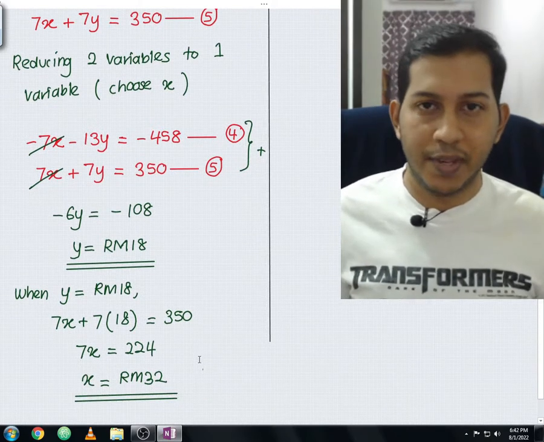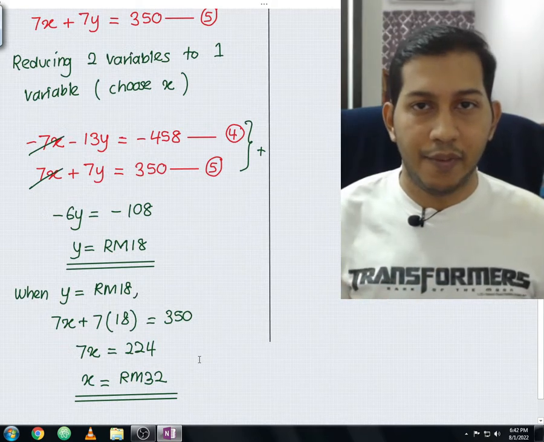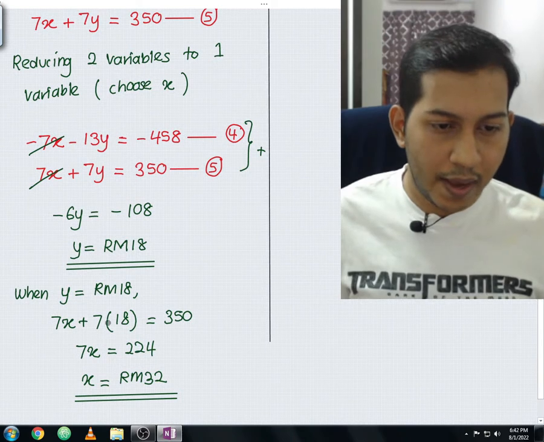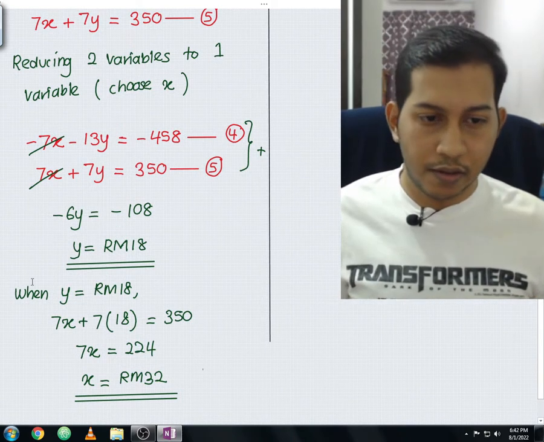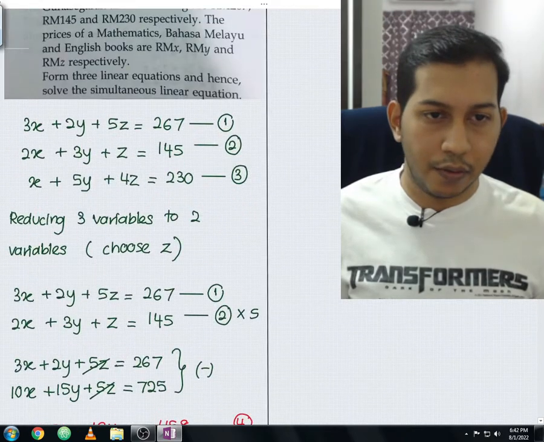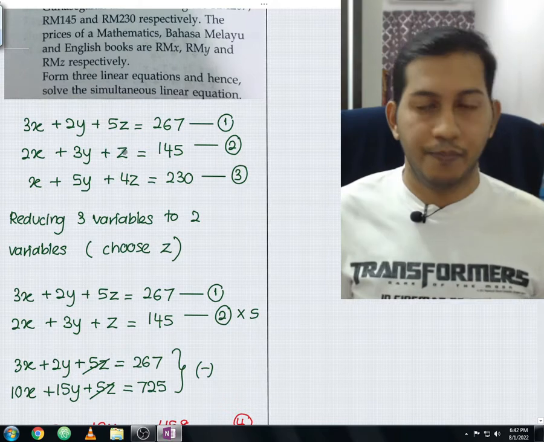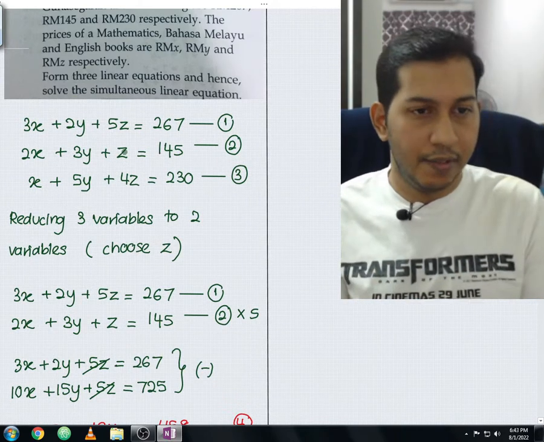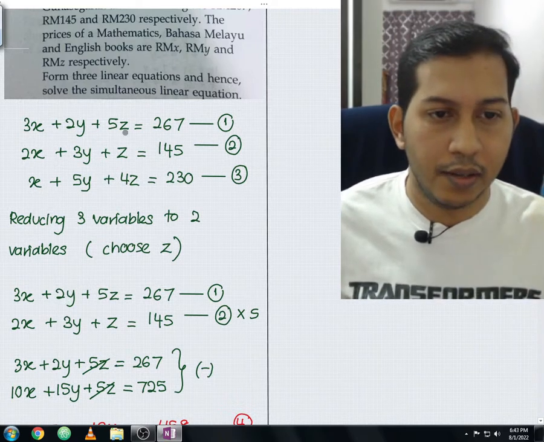Okay, so once we get the x and y values, the final step will be finding the z value, okay. So by using these two values to find the z value, you can substitute into either one of these equations. Which equation? It is up to you guys, okay. So I totally leave it to you. In this case, I choose to substitute into the first equation.